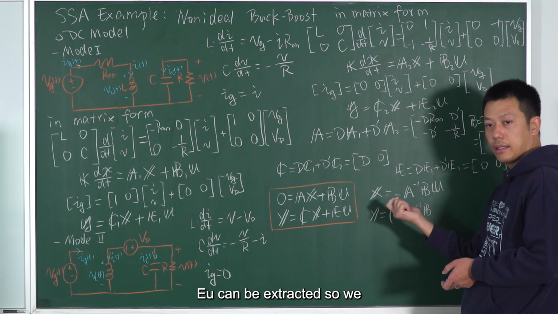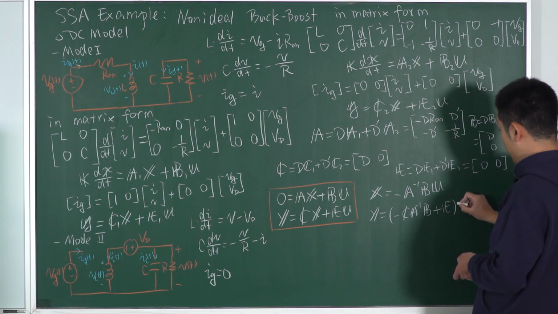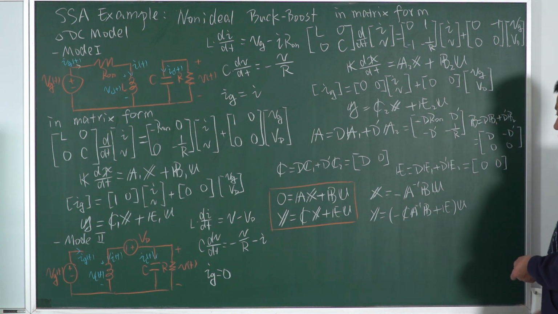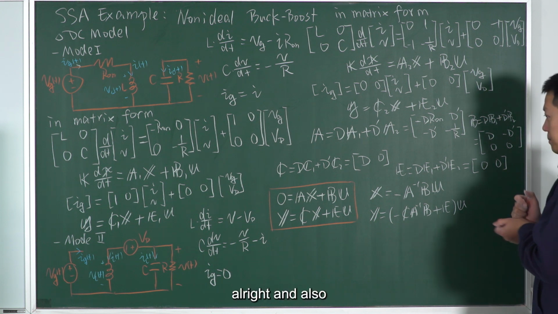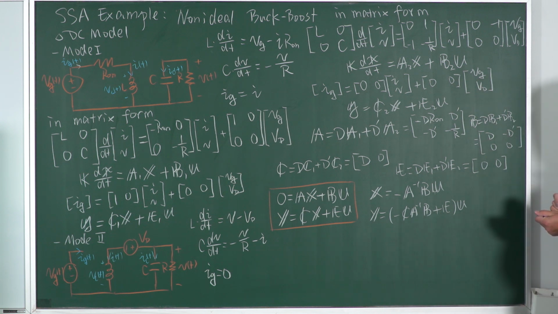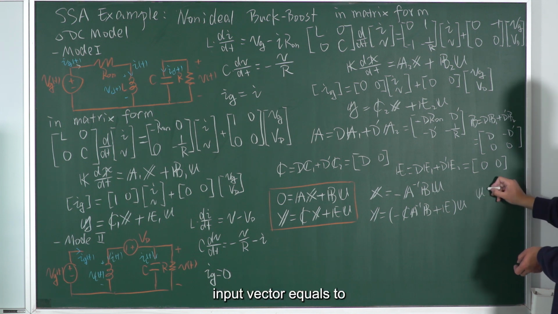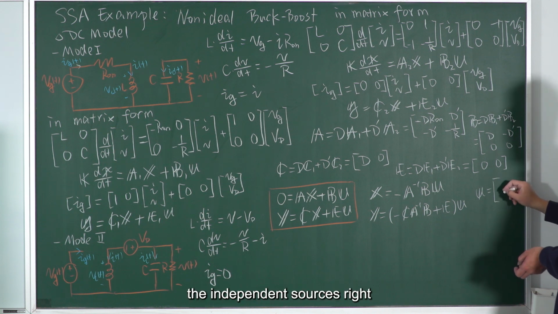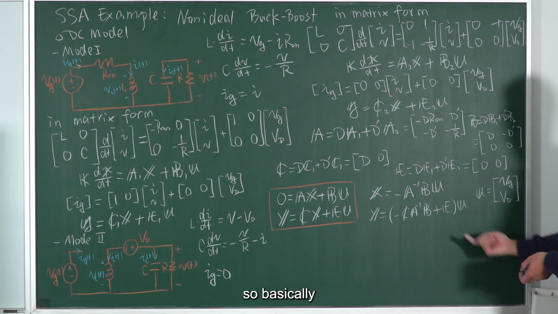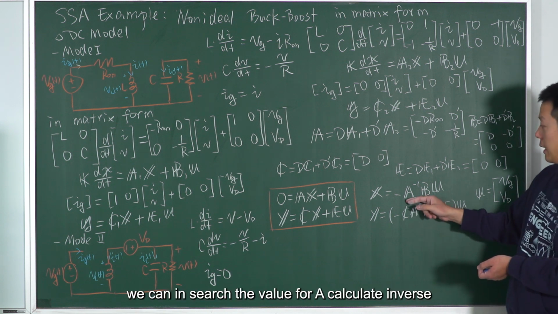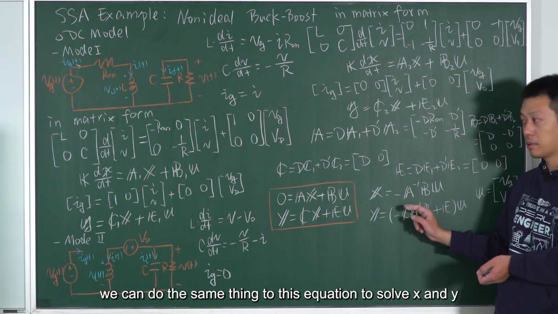So E U can be extracted, and we merge them together. So we can solve the DC value for X and Y. All right. And also, remember that U, the input vector, equals the independent sources, the input source and delta voltage drop, VD. So basically we can insert the value for A, calculate the inverse, times B times U. Similarly, we can do the same thing to this equation to solve X and Y.